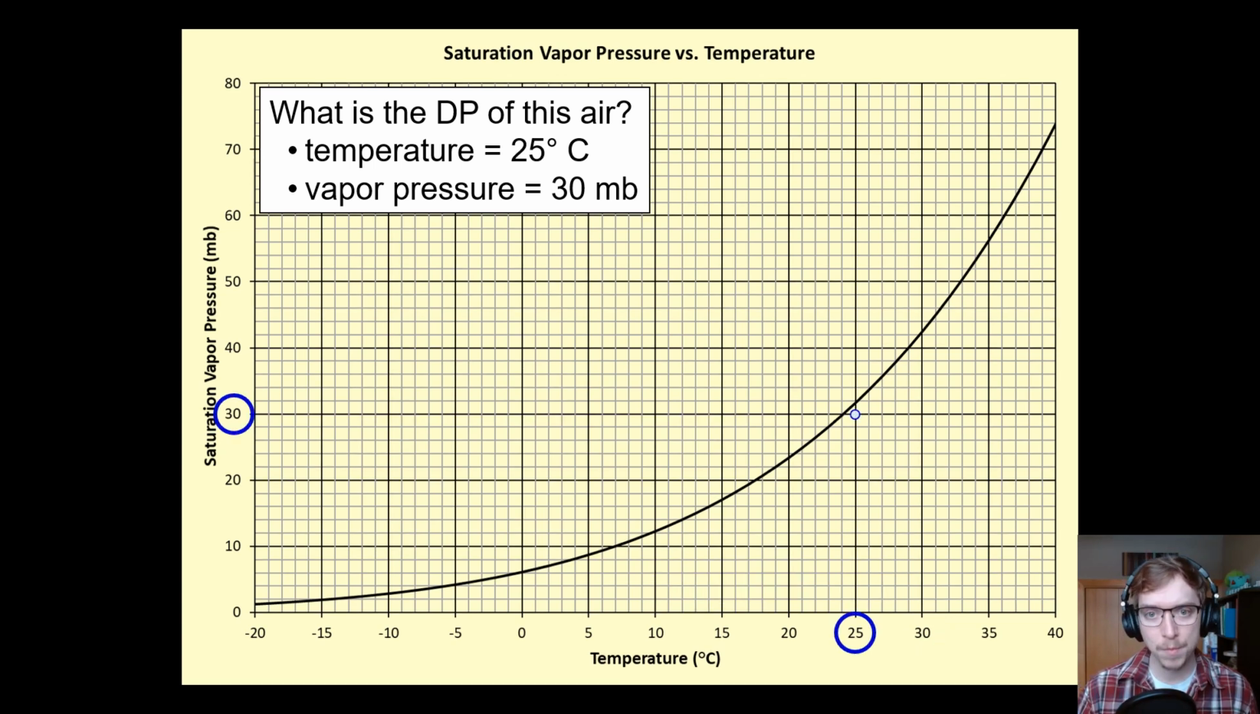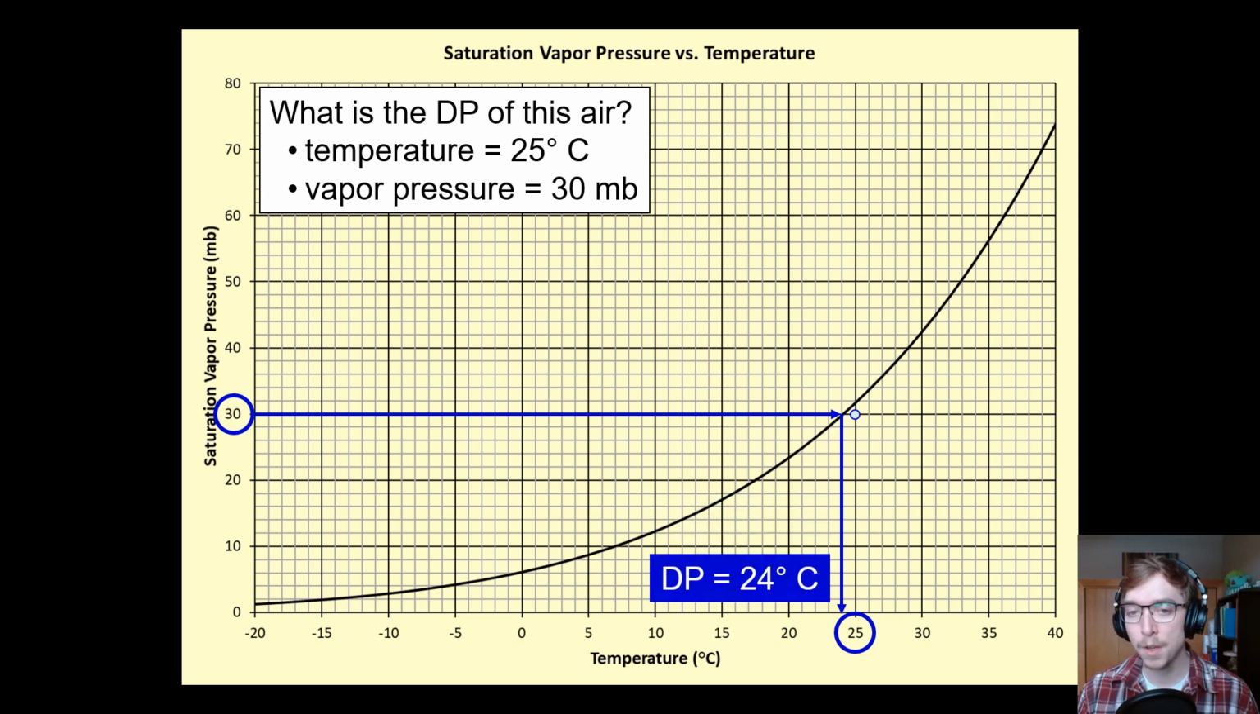Same thing here. Temperature equals 25 degrees Celsius. Vapor pressure equals 30 millibars. Same thing. Dew point's 24 degrees Celsius. All right, so you'll have some of these equations on your quiz. Just note that if your vapor pressure is dictating your dew point, your temperature is dictating your saturation vapor pressure. So that's the difference.